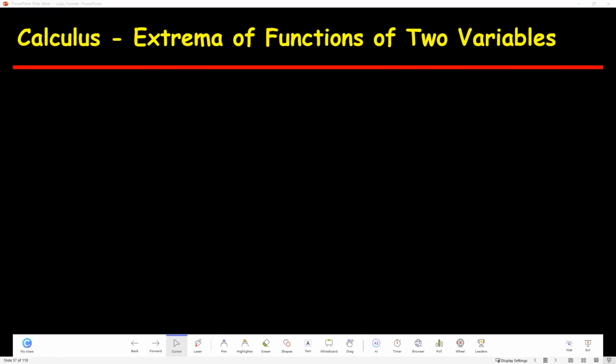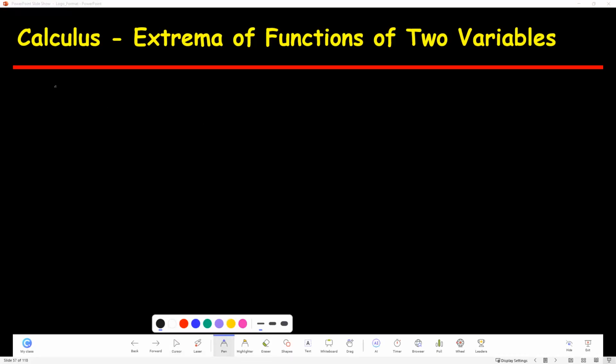Okay, in this video, we will be talking about a very important concept in Calc 3 or in general calculus called extrema of a function of one variable or two variables. But before we start this topic, let's take a look at what extrema means.